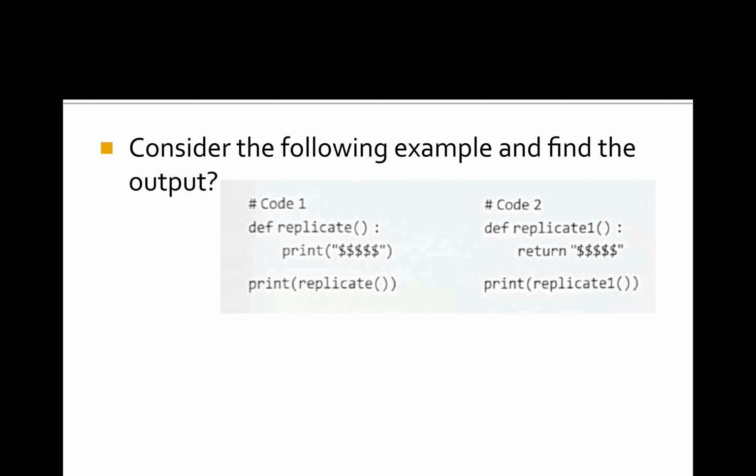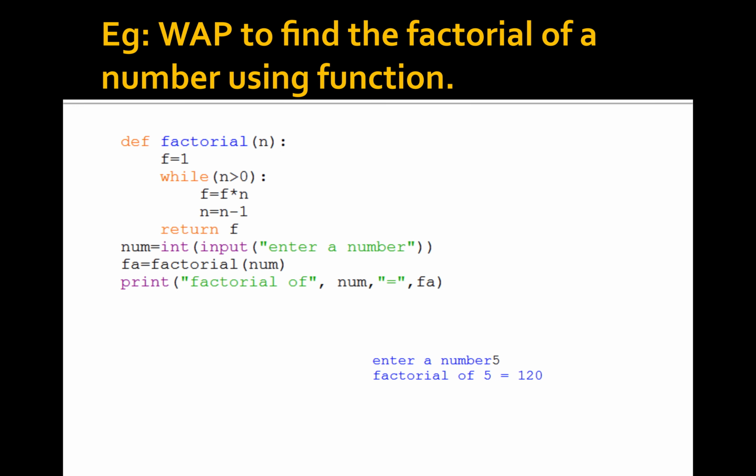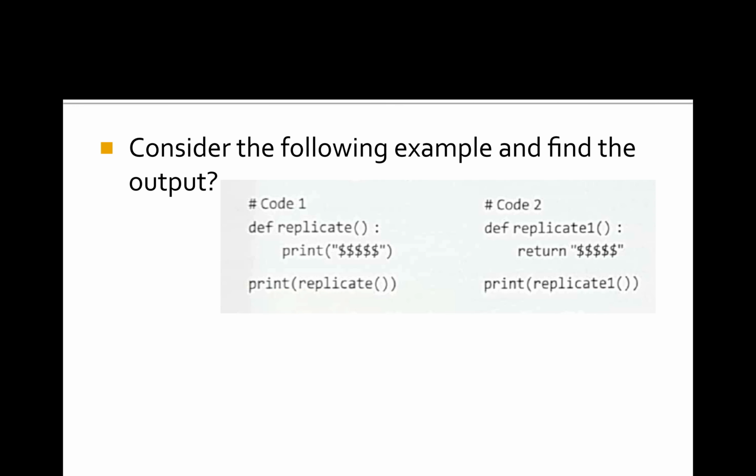It's another example. Here, def replicate, print this. Here the function call is there. It directly goes to the function definition, just displays $$$, and does not return any value. So here it displays None.